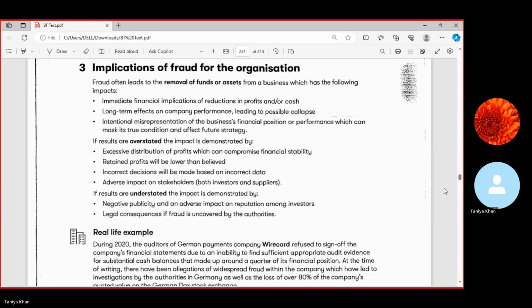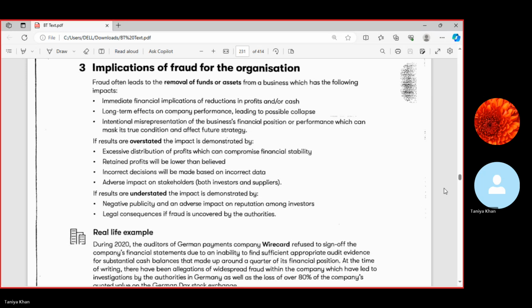Intentional misrepresentation of the business's financial position or performance, which can mask its true condition and affect future strategy of the company. Now, if results are overstated, we'll see what the effect is. We are showing inflated profit, more than what is actually incurred. Excessive distribution of profits, which can compromise financial stability. Why are we showing inflated profit? Because we don't want the shareholders to have an idea that the company is in losses, or in a dark scenario.